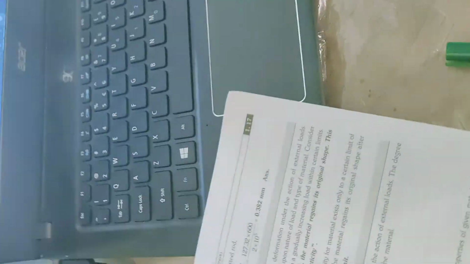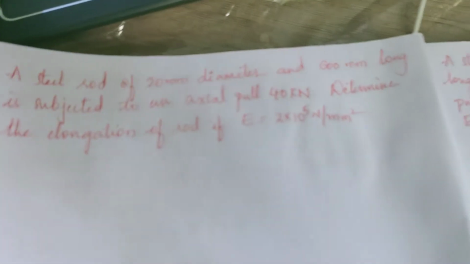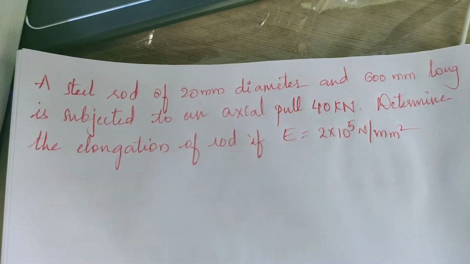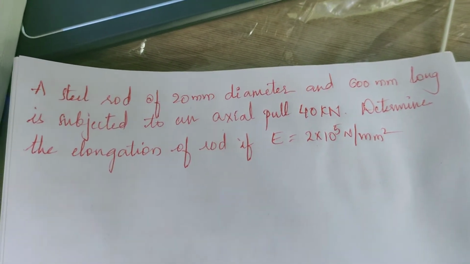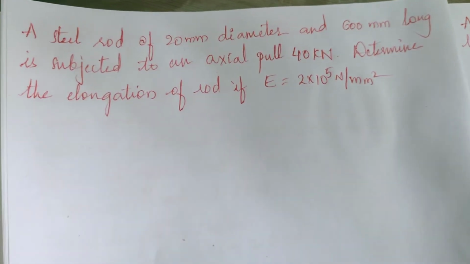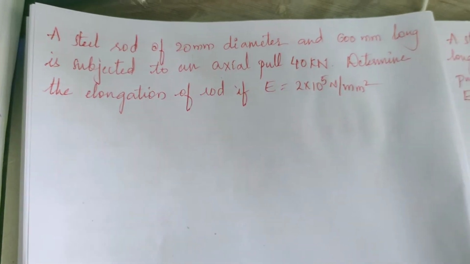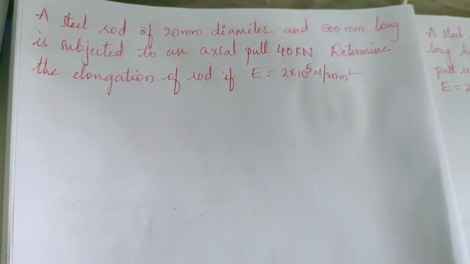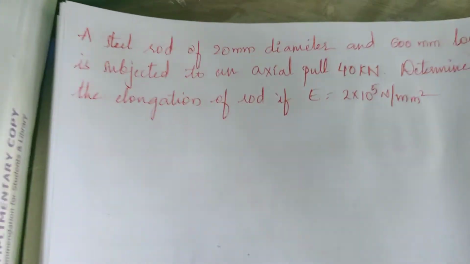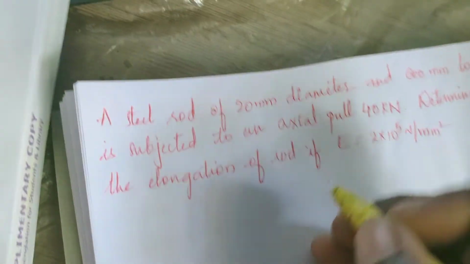Now let us go for the next problem. A steel rod of 20 mm diameter and 600 mm long is subjected to an axial pull of 40 kilonewtons. Determine the elongation of the rod if E is equal to 100.